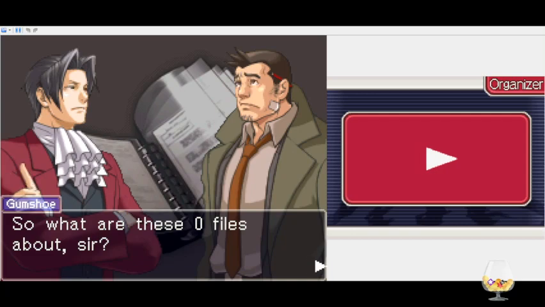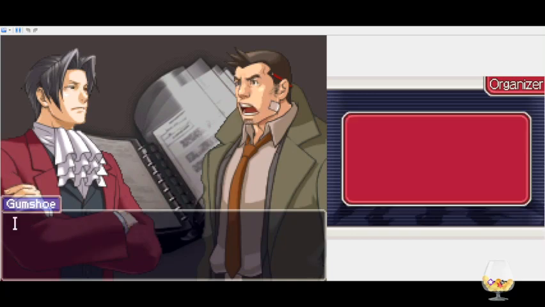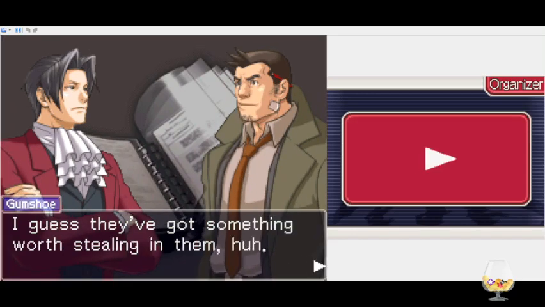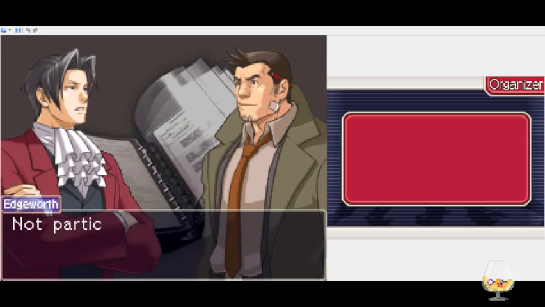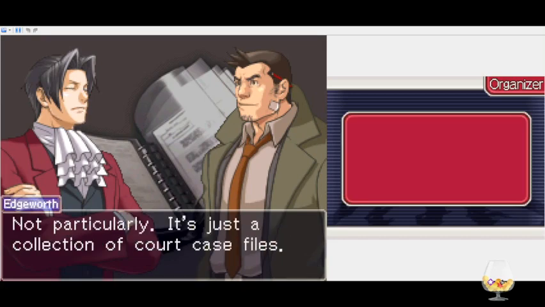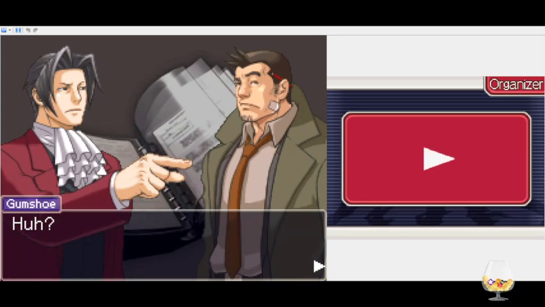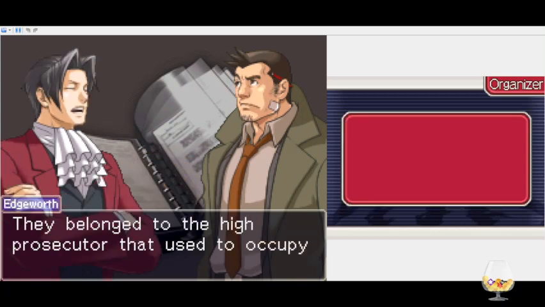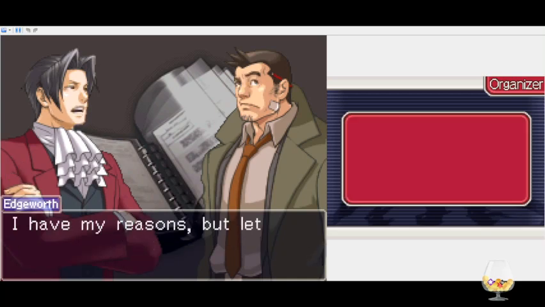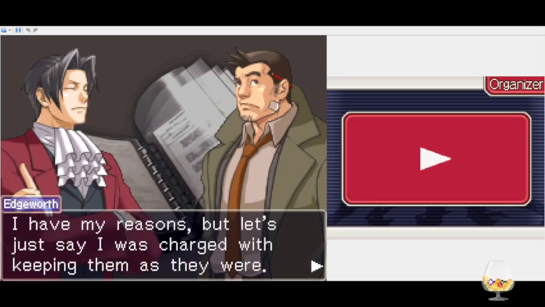So what are these Zero Series files about, sir? I guess they got something worth stealing in them, huh? Not particularly, it's just a collection of court case files. However, the cases within these files are not mine. They belong to the High Prosecutor that used to occupy my current office. I have my reasons, but let's just say that I was charged with keeping them as they were.